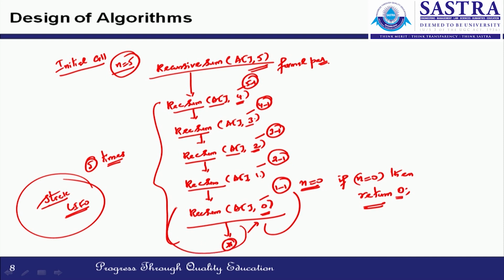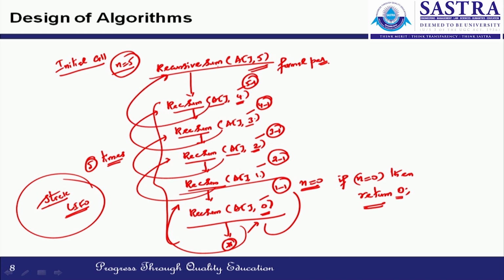Here this value is returned to here, then this resultant value is returned to here, this resultant value is returned to the previous recursive call, and this resultant value is returned to this recursive call, and this value is returned to the initial call, so that the value finally returned is a1 plus a2 plus a3 plus etc. an, right? Currently n is equal to 5.